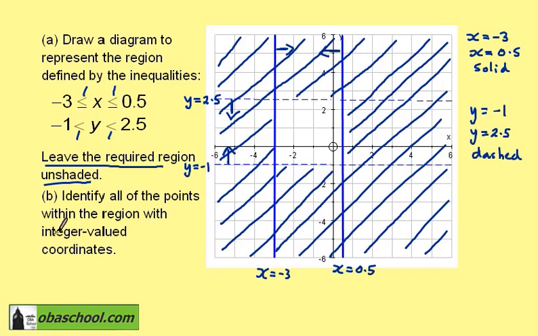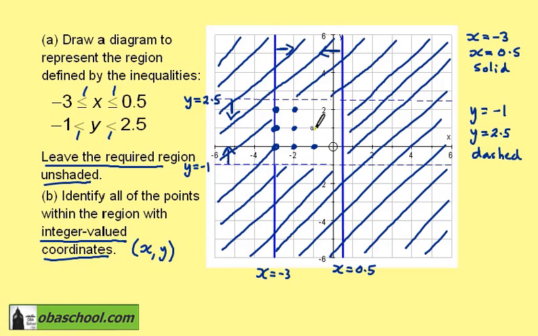We now want to identify all of the points within the region with integer valued coordinates. Remember, integer means whole number. Integer valued coordinates are ones where both x and y are whole numbers. Any point which lies on a dashed line is not within the region. This point which lies on a solid line is within the region, as was this one and this one. This point is clearly within the region, so is this and this.